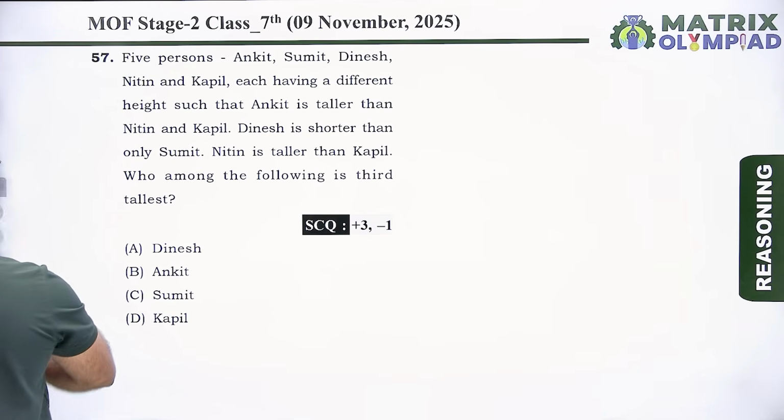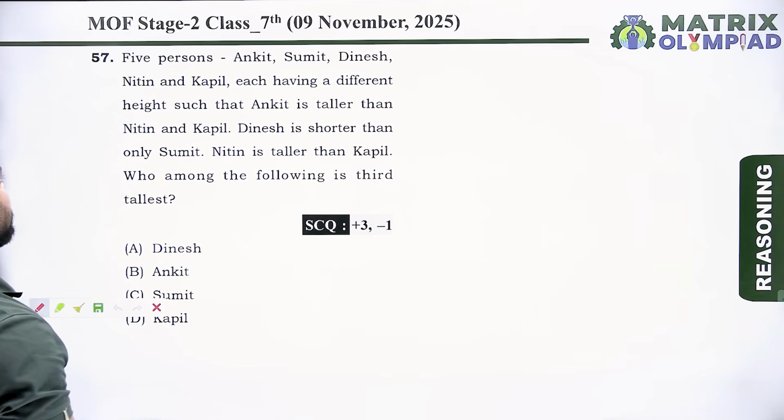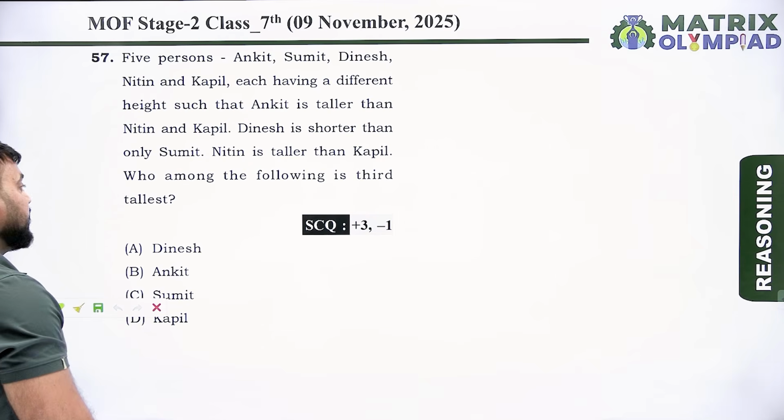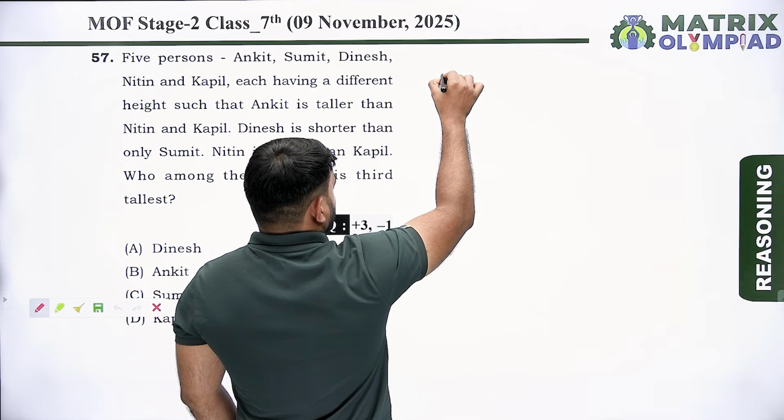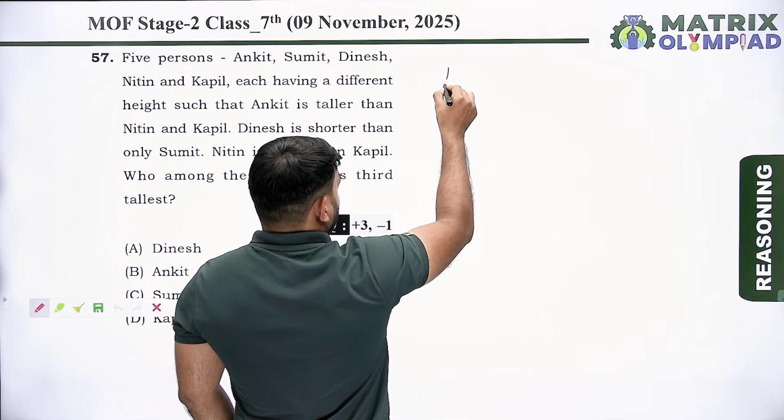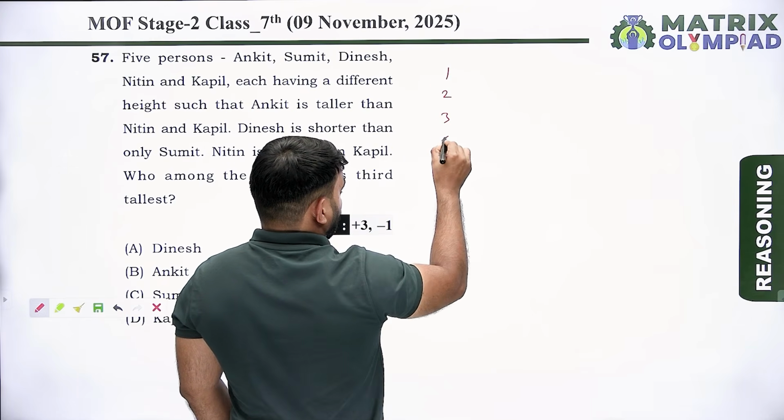So now next question is question number 57. 5 persons, Ankit, Sumit, Dinesh, Nitin and Kapil, each having a different height such that Ankit is taller than Nitin and Kapil. Dinesh is shorter than only Sumit. Nitin is taller than Kapil. Who among the following is third tallest? Find the rank of persons in their heights: 1, 2, 3, 4 and 5.